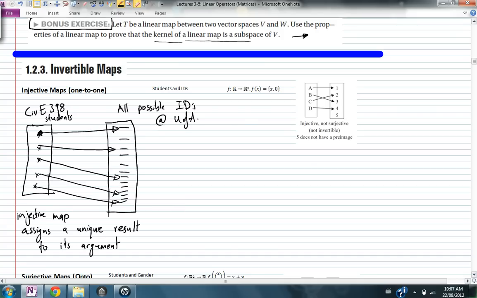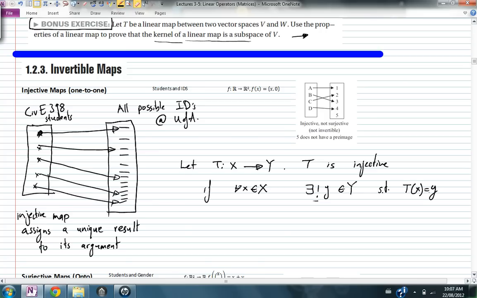Formally, how can I write this? Let T be defined a map from X to Y. T is injective if for every X in X there exists a unique Y in Y. I'm using the exclamation mark here to indicate that this Y is unique such that T of X is equal to Y. So for every X there's a unique Y.